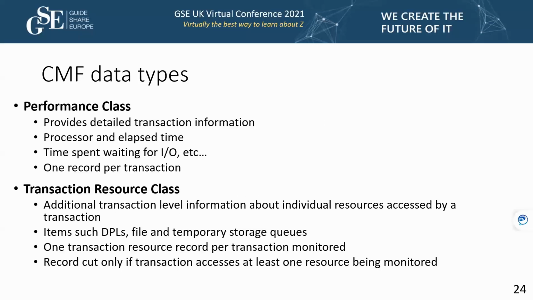Performance class, I tend to collect this. This is 1 record per transaction. It'll give you the details, CPU time, response time, all the nice things you might want to see. And then there's transaction resource class. If I wanted to tune an individual resource class like file or temp storage, I might collect this data for a short period of time. But again, this would tend to increase the amount of data that you physically collect.